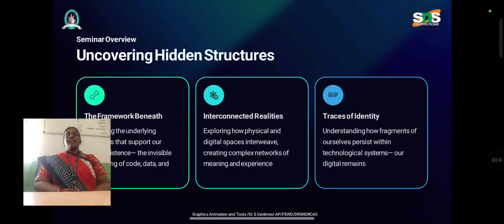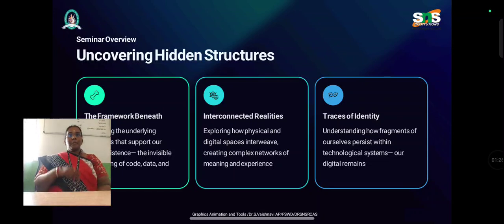So this is uncovering the hidden structure, the framework of a network, and also interconnected realities. Third one is traces of identity, where underlying the support or the surface it is invisible code and data. That is called the framework of a network, where interconnected realities is exploring how physical and digital spaces interweave, creating the complex and also networked meaning of an experience. The traces of identity is nothing but understanding how fragments of ourselves persist within technological systems or also digital remains.